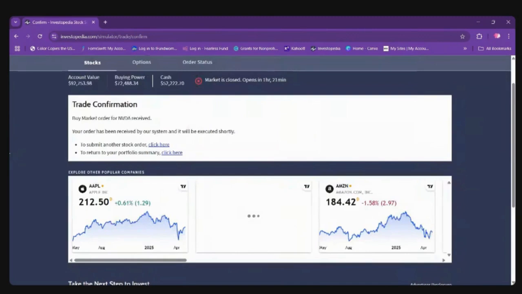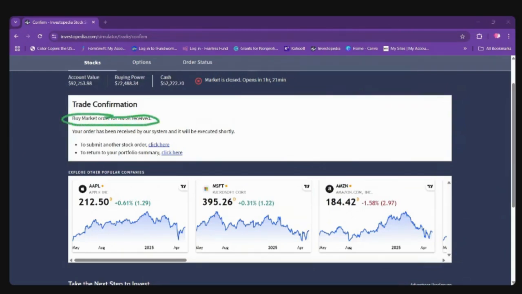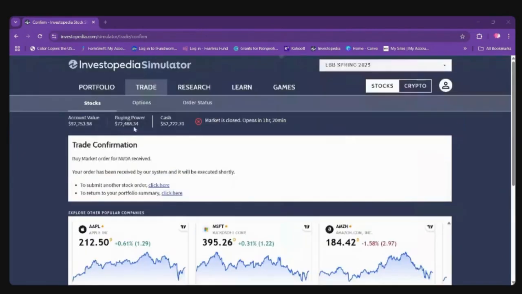And that's it. We're all set. So with that being said, this is your trade confirmation. It'll let you know here. It says buy market order for NVIDIA received. Your order has been received by our system and will be executed shortly. So as you can see, it's not something that happens immediately. And then of course, you can always go back and view your portfolio by going here where it says portfolio.